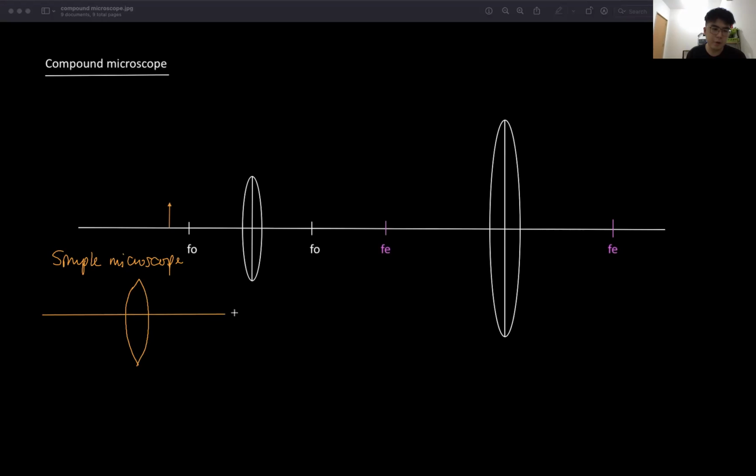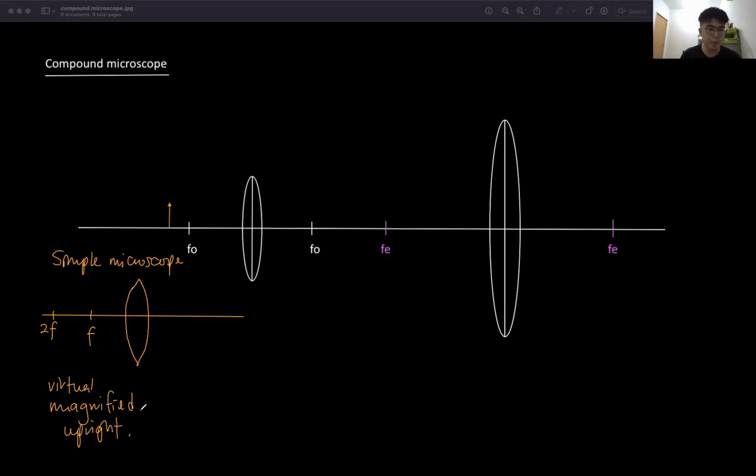And then you have your object placed where? Is it within F, or between F and 2F, or bigger than 2F? Where do you place your object for the simple microscope? What outcome do we want? We want the outcome to be magnified, right? We want a virtual, magnified, and upright image.